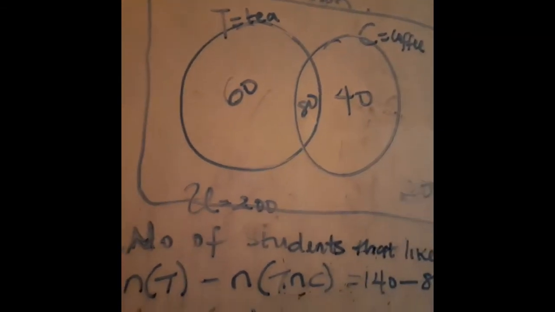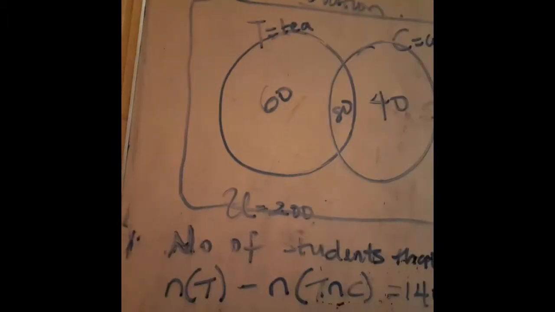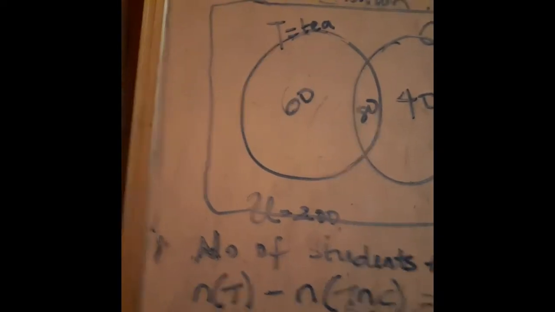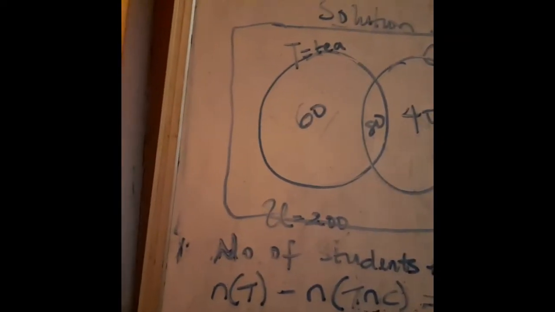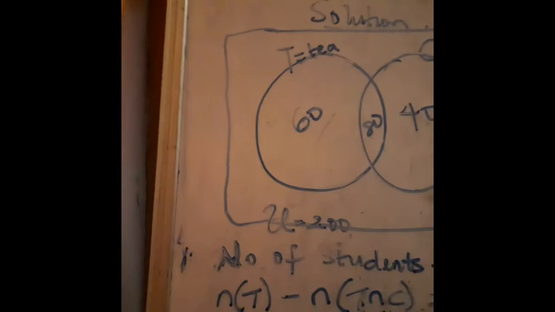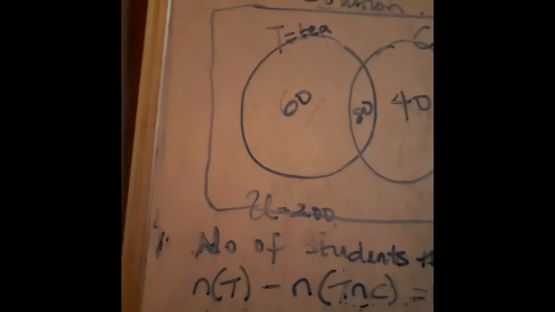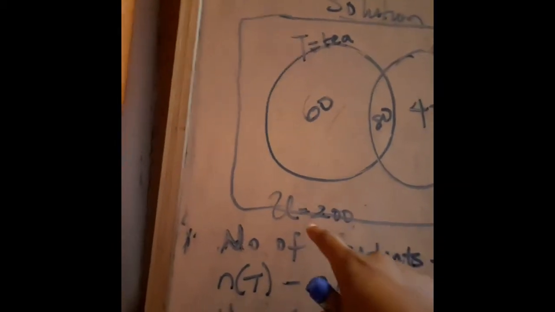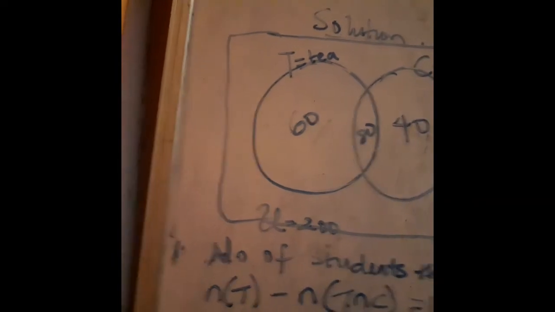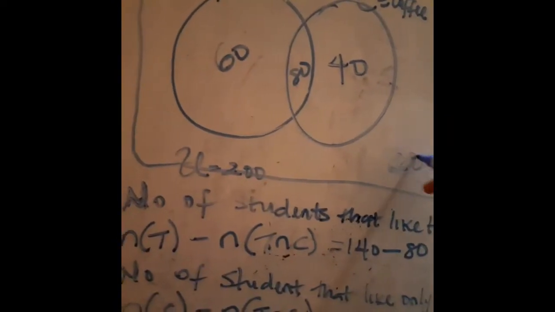So the question number 3 says, how many students like neither tea nor coffee? That means the students that do not like tea and do not even like coffee. I think they don't even take anything that goes through the mouth, like tea or coffee. So the answer here is 20. We subtract the addition of the elements here from the universal set. My marker is kind of fading, but I've told you the answer. The answer here is 20.